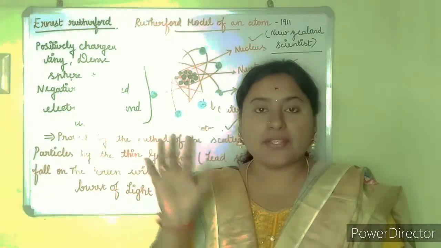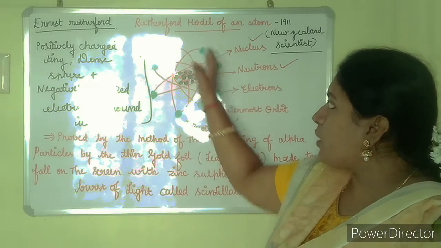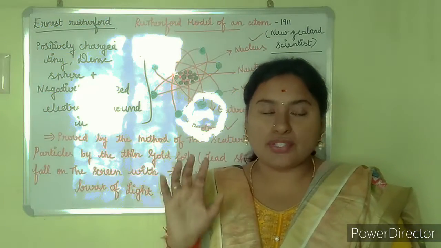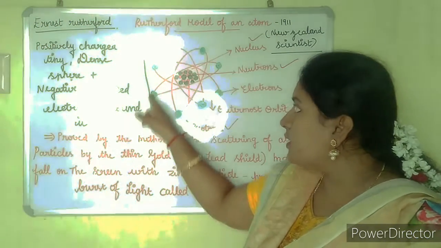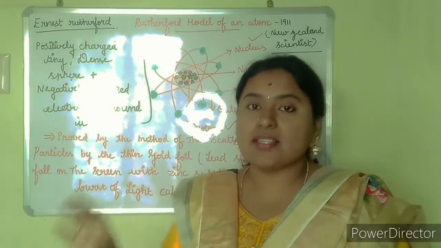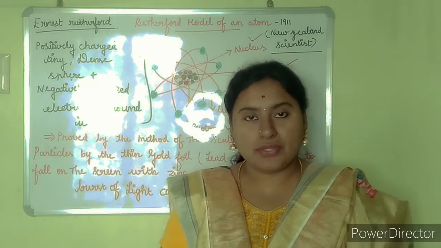Here the electrons are present only in the outermost orbit of an atom. So the atom will have an outermost orbit. The electrons will be present only in the outermost orbit of an atom. This green color mark represents the electrons. These electrons will always be present only in the outermost orbit, and they will revolve around the nucleus.